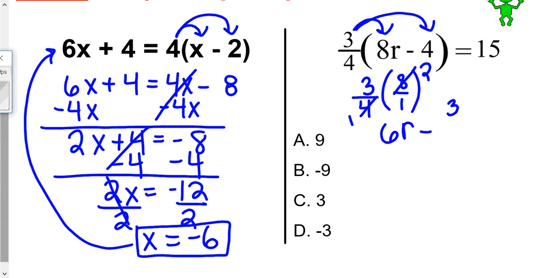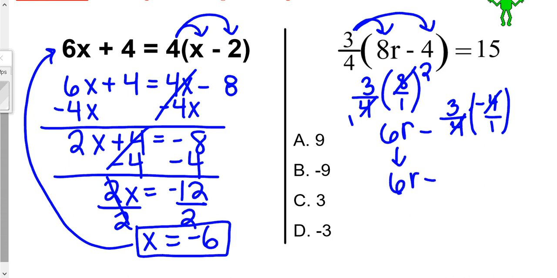I have 3/4 over -4/1. Again, I can cross simplify, so I'm just going to bring this down. I have 6r minus 3 equals 15.